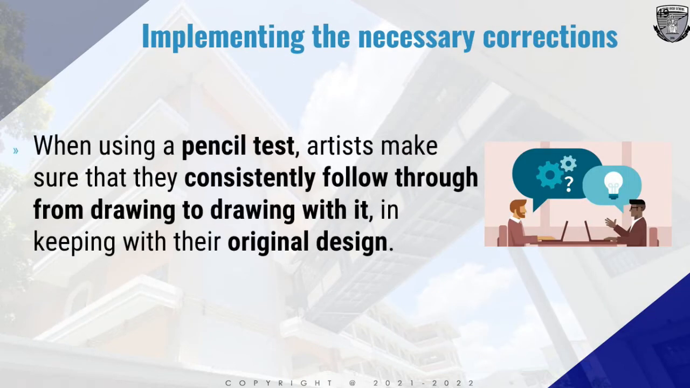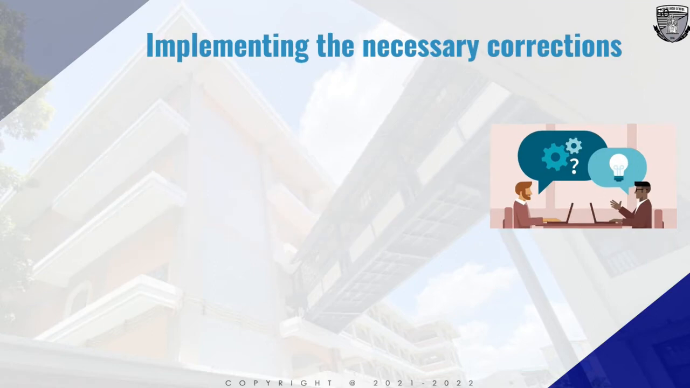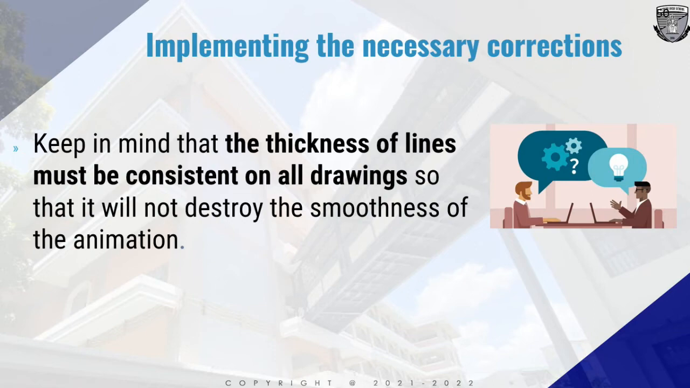When using a pencil test, artists make sure that they consistently follow through from drawing to drawing in keeping with their original design. That's why we need to always be on model. And we need to keep in mind that the thickness of lines must be consistent in all drawings so that it will not destroy the smoothness of the animation. In implementing necessary corrections, you have to make sure that the size, the shape, the height, and the width, and so on should be similar to the model that has been created.